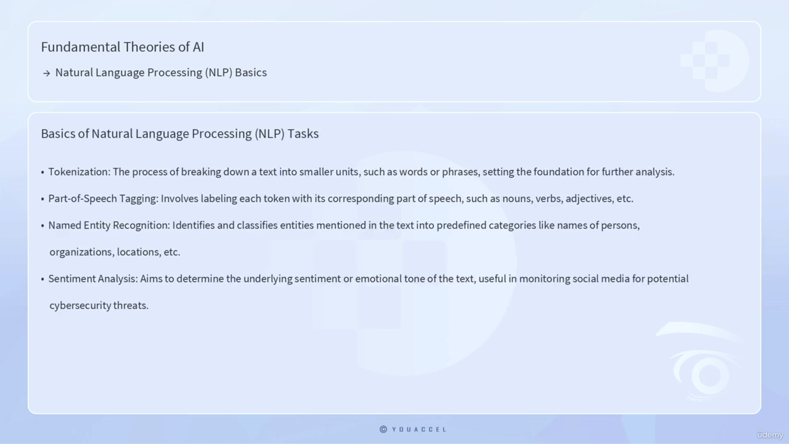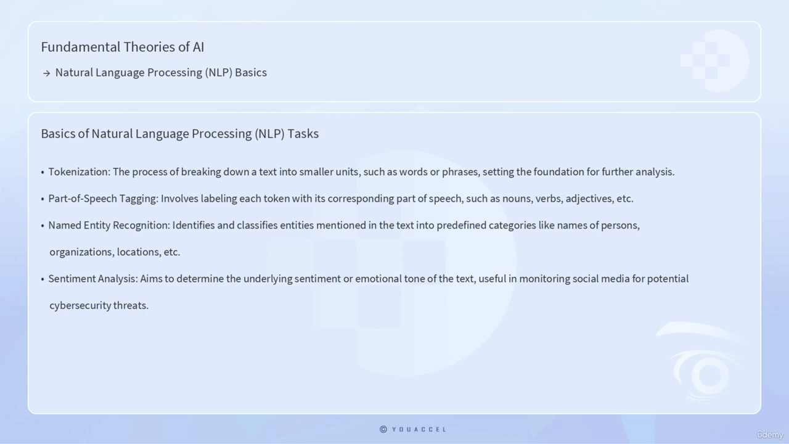Tokenization is the process of breaking down a text into smaller units, such as words or phrases. It is a critical first step in NLP, as it sets the foundation for further analysis. Part-of-speech tagging follows, which involves labeling each token with its corresponding part of speech, such as nouns, verbs, adjectives, etc. Named entity recognition is another crucial task, where the algorithm identifies and classifies entities mentioned in the text into predefined categories like names of persons, organizations, locations, etc.